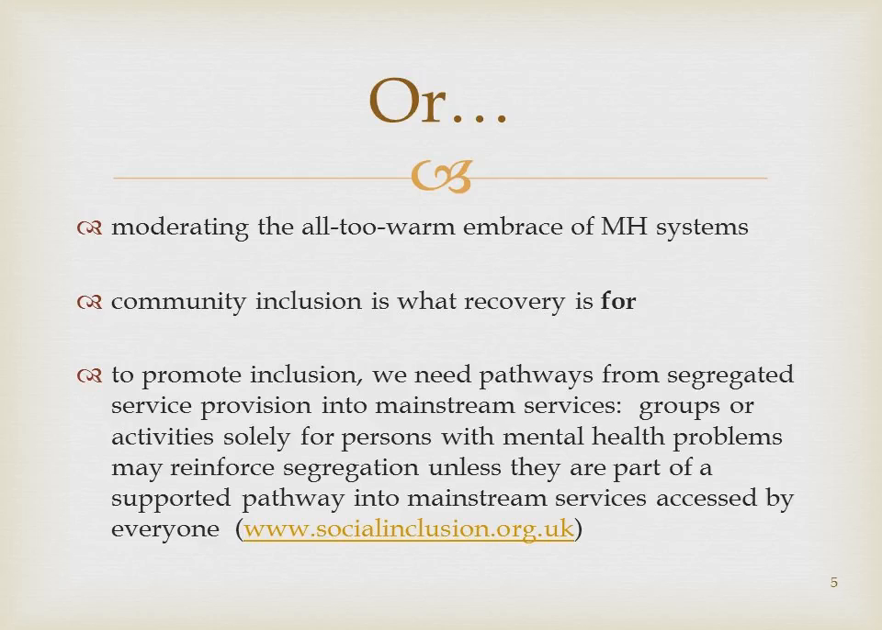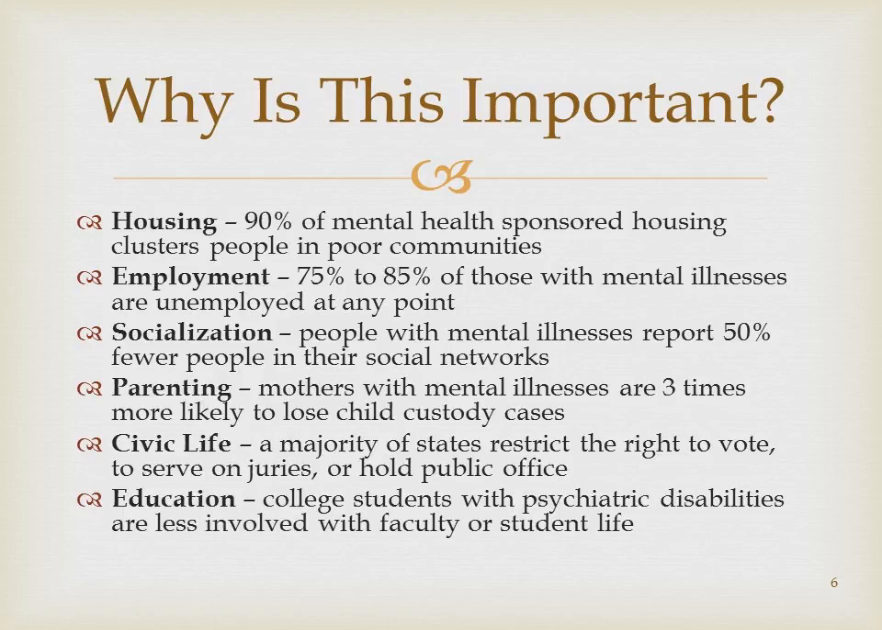Another way to look at community inclusion comes from an English group called the Institute on Social Inclusion out of the United Kingdom. And they talk about the need to move from segregated to mainstream services. The quote there is, to promote inclusion, we need pathways from segregated service provision into mainstream services, groups or activities solely for persons with mental health problems may reinforce segregation unless they are part of a supported pathway into mainstream services accessed by everyone. And I like that notion of a supported pathway as good a definition of what we're about in framing policies, programs, and practices that promote community inclusion.